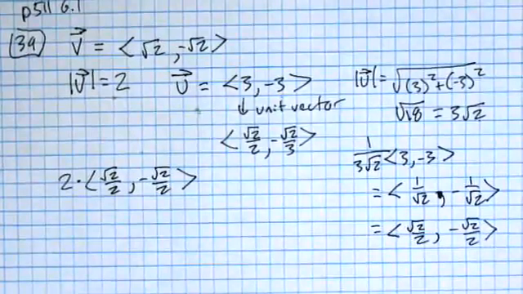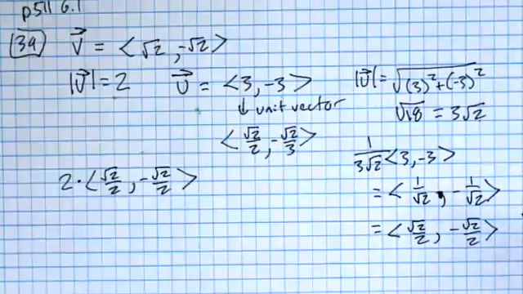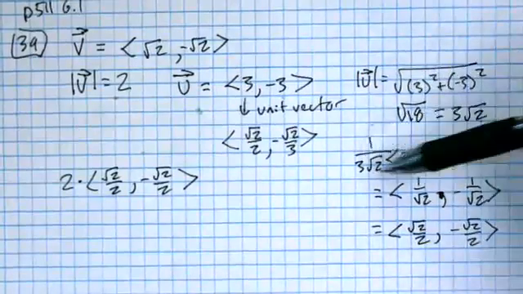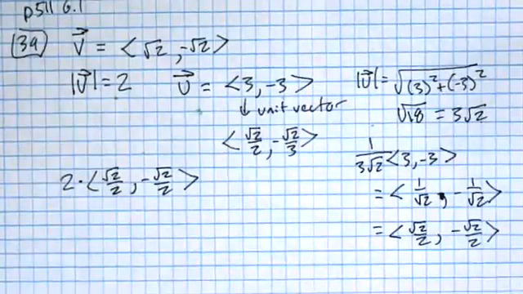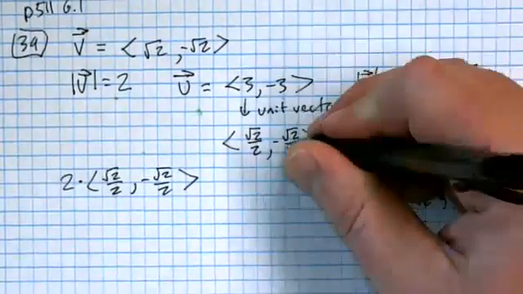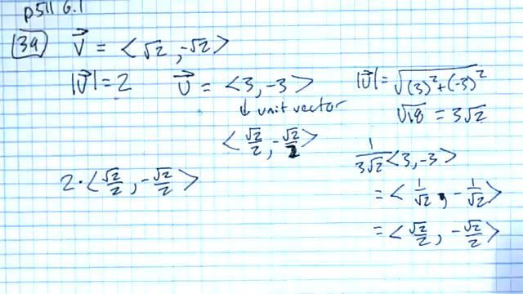How did I get what again? How do you get the 1 over 3 root 2? Oh, okay. Hang on just a second. I copied this down wrong. It was supposed to be a 2. That was bothering me. How did I get this?